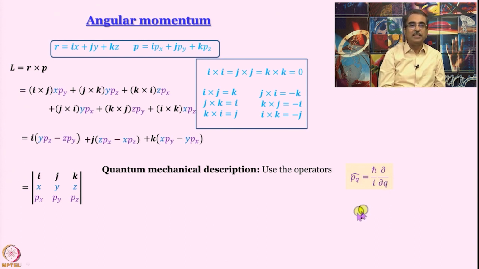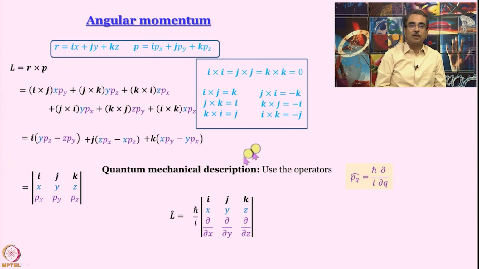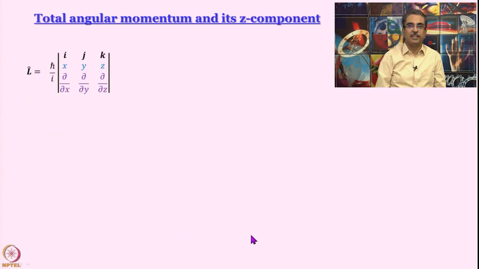For pz the operator is h cross by i del del z. So, all we have to do is in this determinant substitute x, y and z by x hat, y hat, z hat respectively, and substitute px hat by h cross by i del del x and so on and so forth. When we do that, this is the angular momentum operator that we generate. If you know position and momentum operators, you can virtually generate all operators that you require. So, L hat operator is given by h cross by i multiplying this determinant: i j k, x y z, del del x, del del y, del del z. This is what it is.